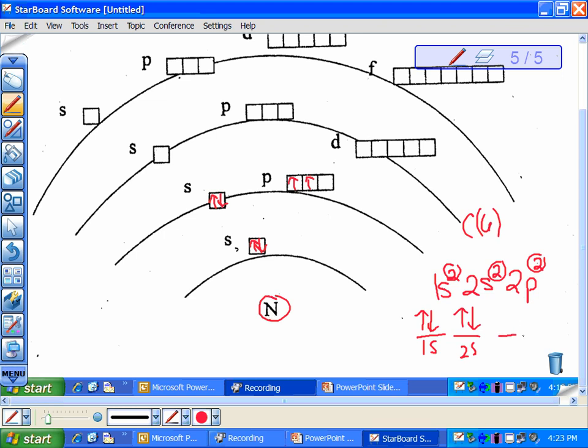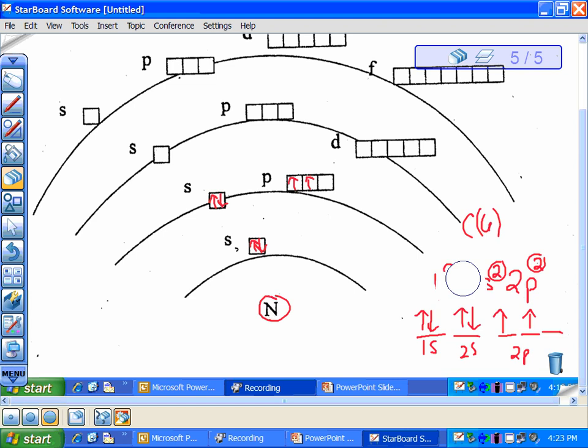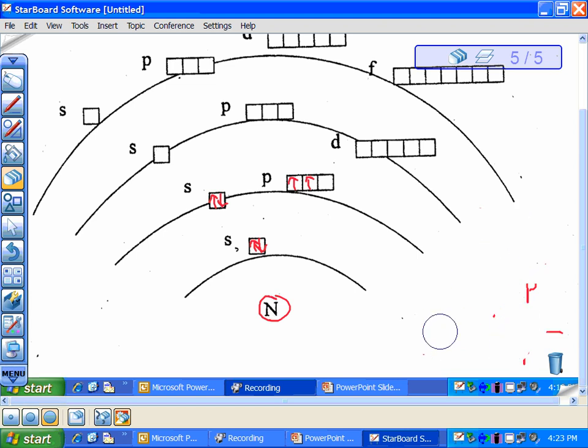For p's, I'm going to draw 3 blanks because it's illustrating those 3 orbitals that p can have. And then this is 2p, and then I'm going to spread it out. That's going to look like that. So again, this is electron configuration, 1s2, 2s2, 2p2, and this is called the arrow diagram. Alright, I'm going to do a couple more.